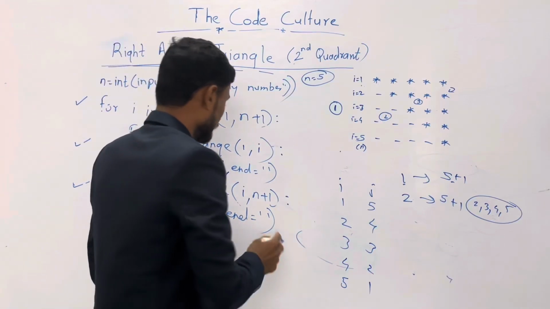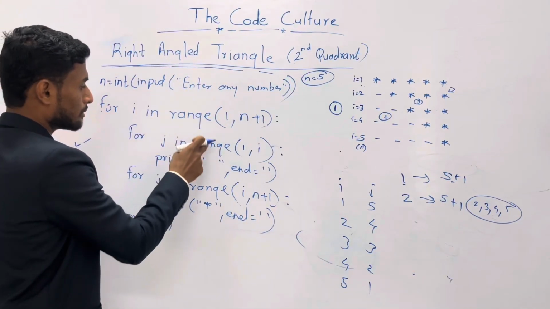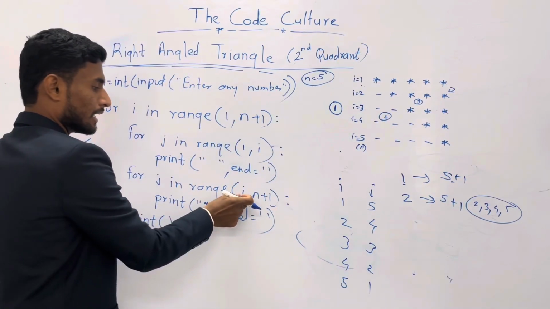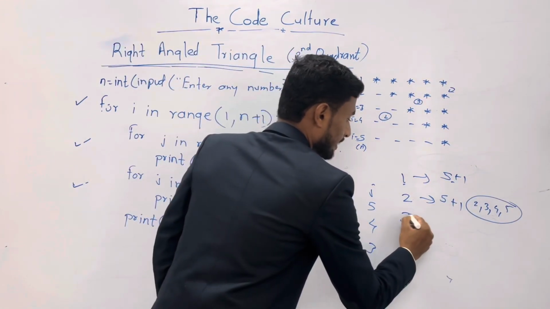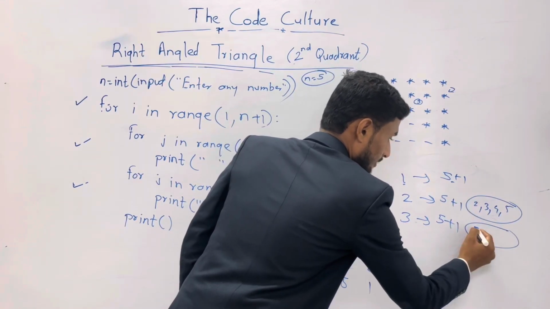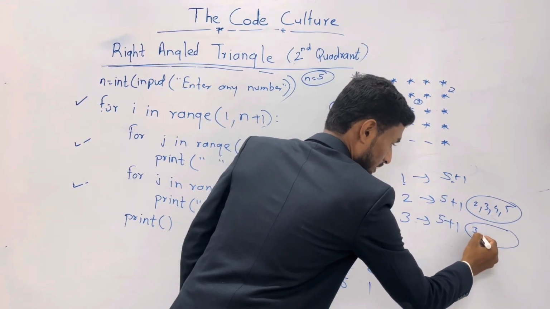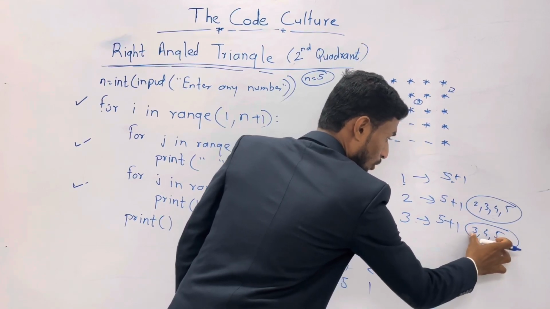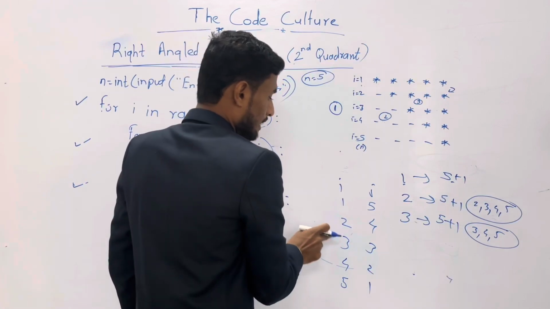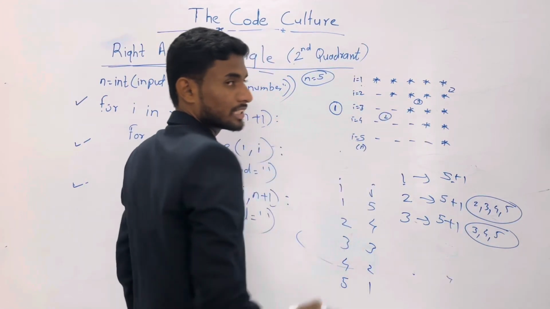Next, the I value becomes 3, and 2 spaces are there. For this for loop I am starting with 3 and going up to 5 plus 1. It means the j value will be first 3, after that 4 and after that 5. So how many times will our for loop repeat? 3 times. So for I value 3 I will get 3 stars.